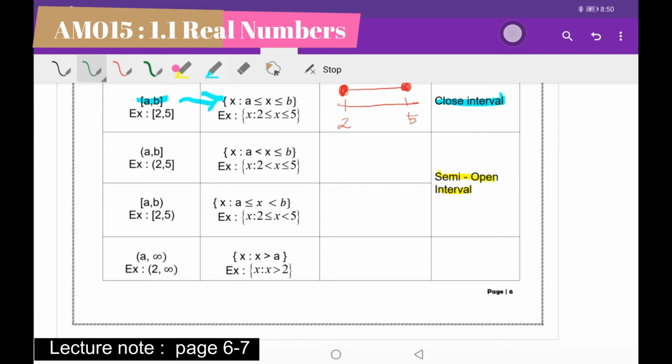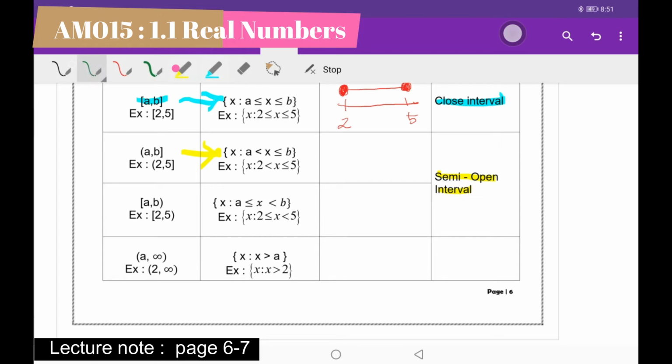Semi-open interval. Okay, let us look at the example. 2, 5. Look at 2, we use a circle bracket. However, for 5, we use a square bracket. So this is a combination of a circle bracket and also a square bracket. That is why we call this a semi-open interval. So this is how we write it down in set notation form.